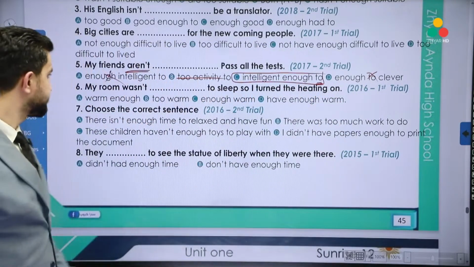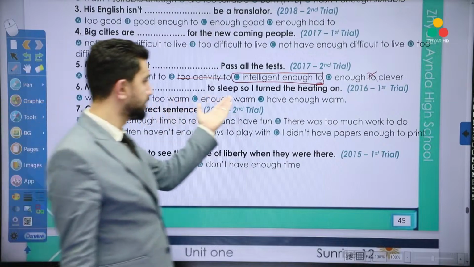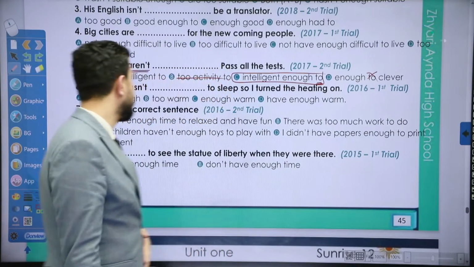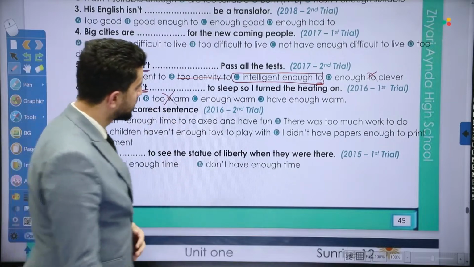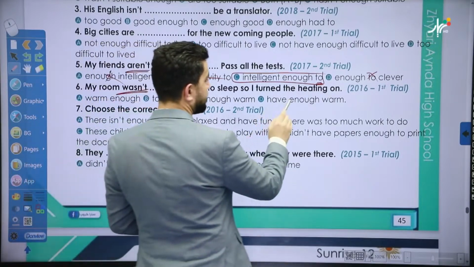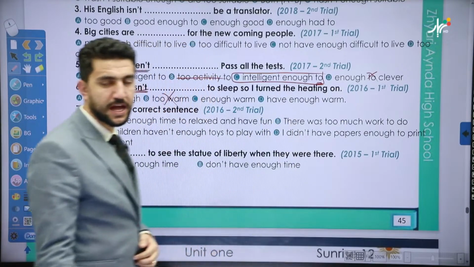Intelligent enough. My room wasn't to sleep, so I turned the heating on. It's negative, right? So "to", wrong. Okay, have enough warm. Have enough warm. Is it correct? Have enough.